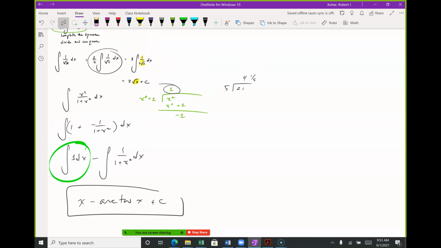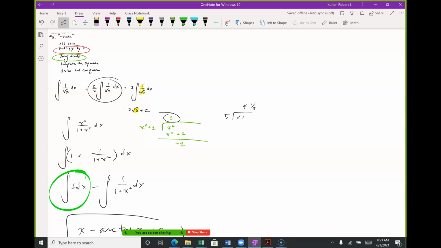So you'll see a couple of those other ones come into play as we move forward. You'll see an add 0. You'll see a complete the square. You'll see a divide and conquer. Divide and conquer simply means take a multi-term numerator and split it into a bunch of fractions, right? That's all it is. But you'll see me talk about that several times this semester.